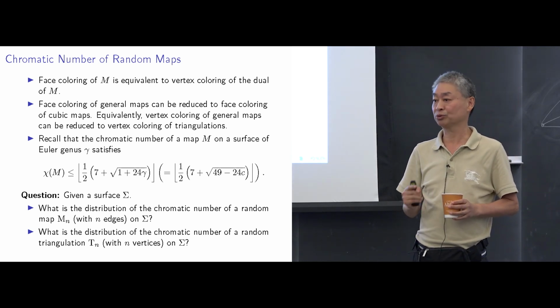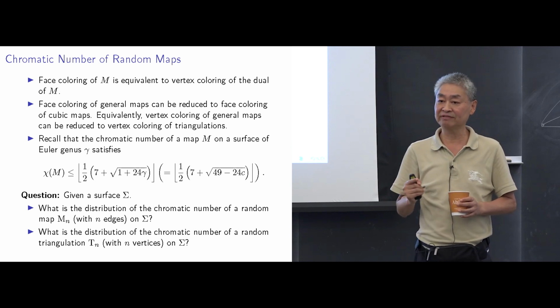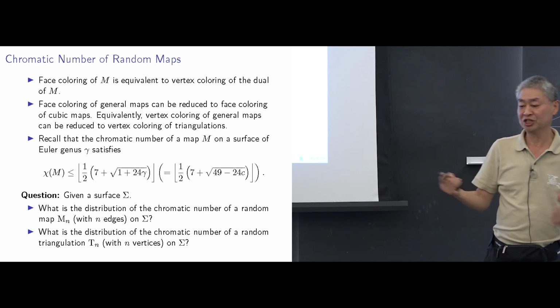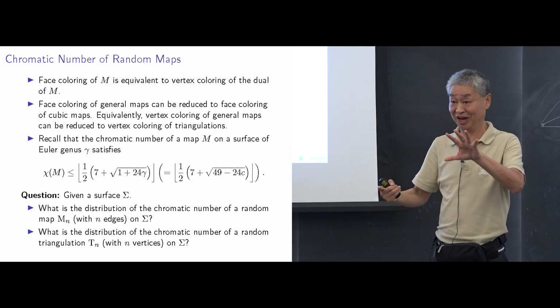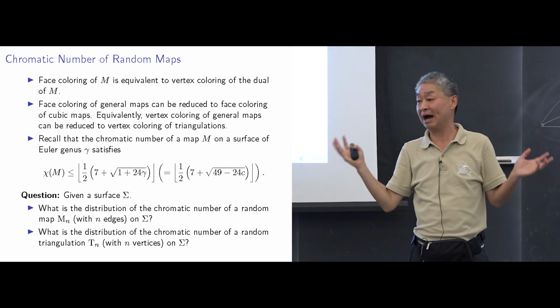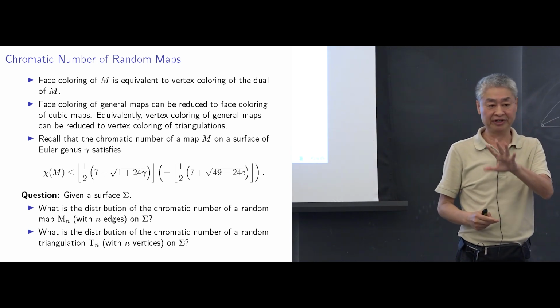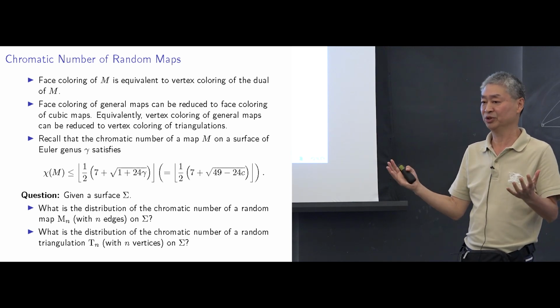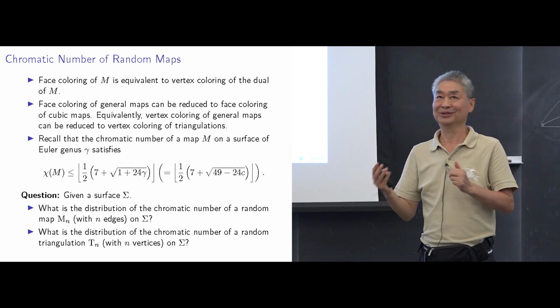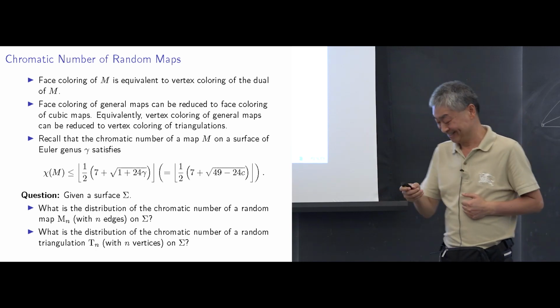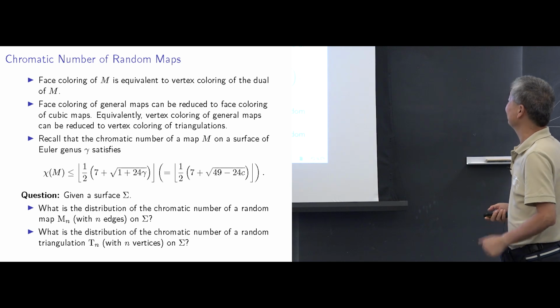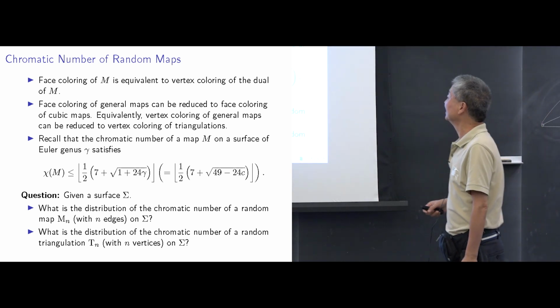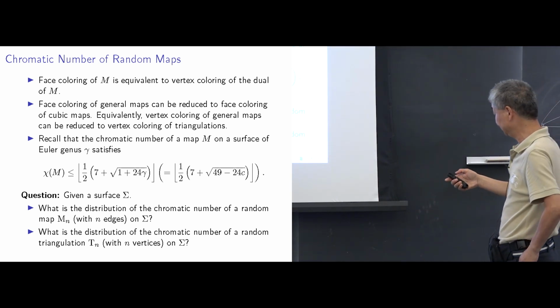It turns out that's true. That is true on any given surface. The genus could be 100 or 1 million. As long as it's fixed, if you look at a large random map, the chromatic number is highly concentrated on only a few numbers, 4, 5, 6, or 3, 4, 5. So that's the topic of the second part here.